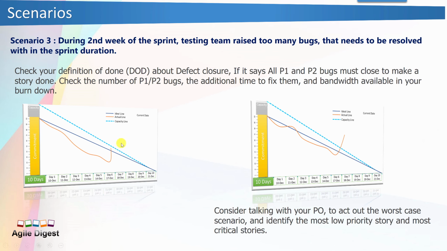In this case you may be able to complete it because it's within your capacity line, but if it has happened like this, then consider talking with the PO to act out the worst case scenario, what will be the cases, and identify the lowest priority story and the most critical stories, recheck the bugs, what is expected.